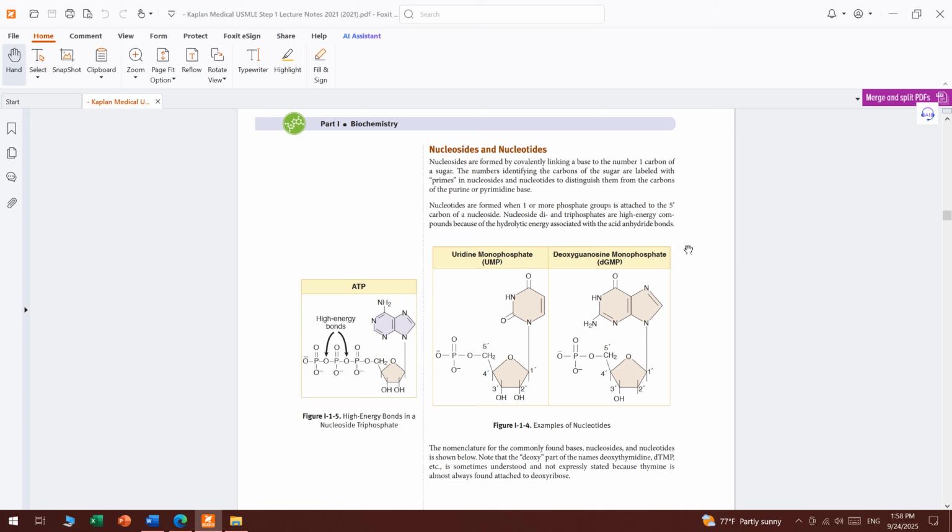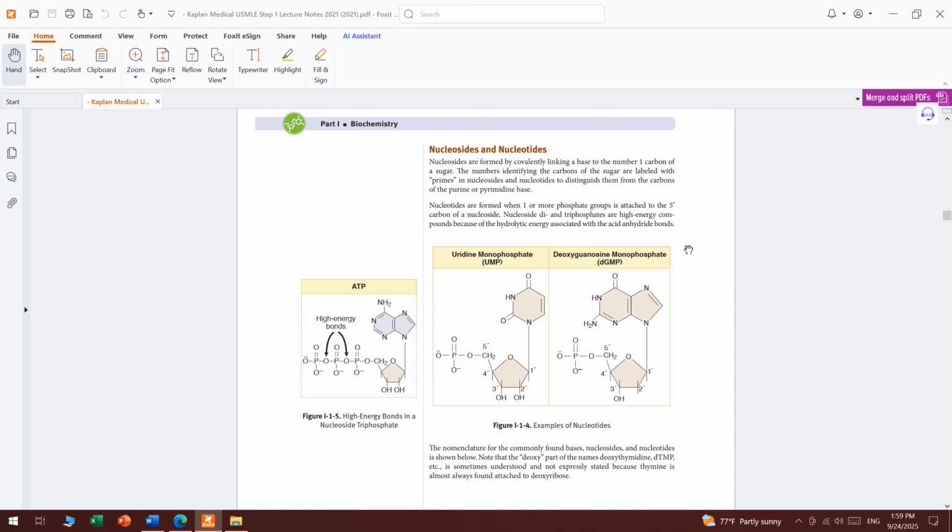For example, when adenine is linked to ribose, it forms the nucleoside adenosine. If adenine is linked to deoxyribose, it forms deoxyadenosine. Similarly, guanine linked to deoxyribose forms deoxyguanosine, and uracil linked to ribose forms uridine.